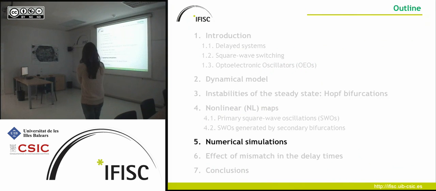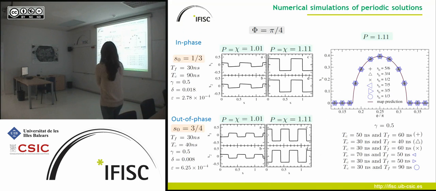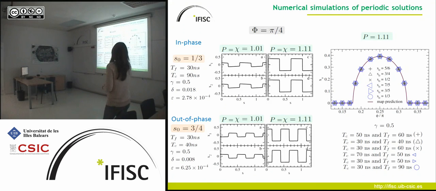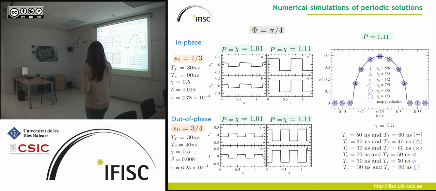Now, I will show you some numerical simulations of the full dynamical model. We have checked that the zero solution becomes unstable at G equal 1 by numerical simulation. And here, we can see that for very low values, but bigger than 1, we already have square wave. Here, the plateaus are slightly tilted, and the tilting is an effect of delta. And this effect decreases as the amplitude increases.